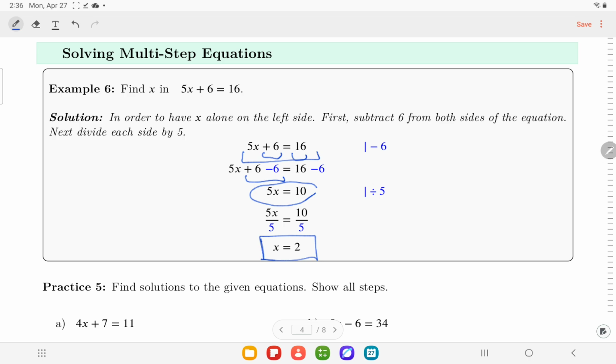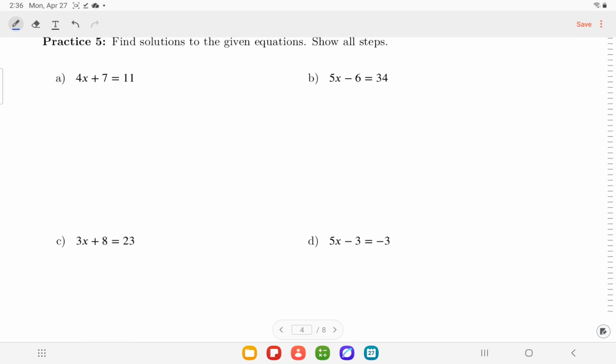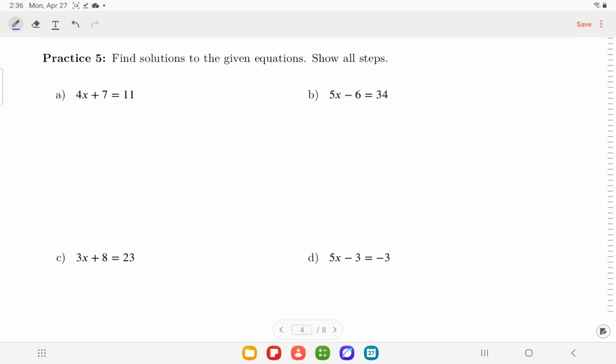Since these multi-step equations can be a little bit harder and a little tricky, I would recommend that you guys stop this video and try to solve practice 5, A, B, C, and D all on your own, and then you guys can come back and watch the solutions.